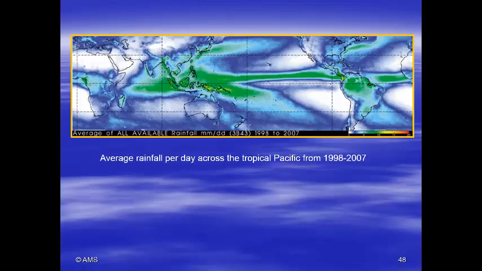Here shows the average rainfall per day across the tropical Pacific from 1998 to 2007. So we see the dark green is about 10 millimeters per day, and the white is 0. So not surprisingly, we see a lot of rainfall near the intertropical convergence zone near the equator.